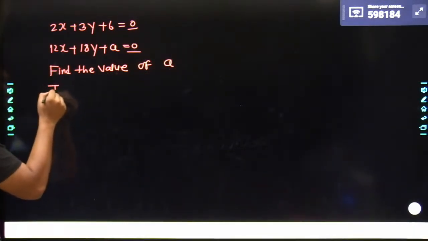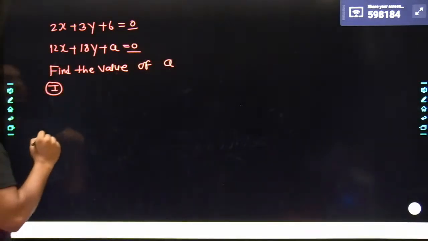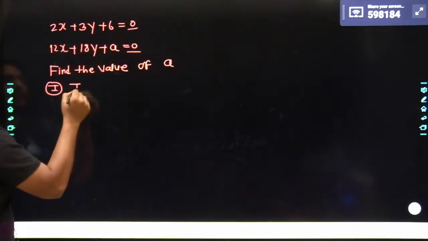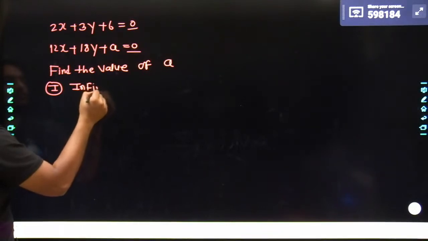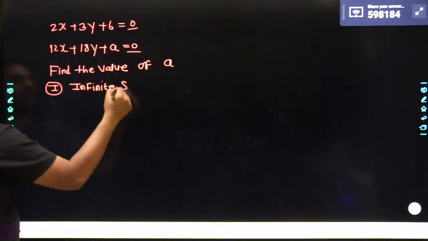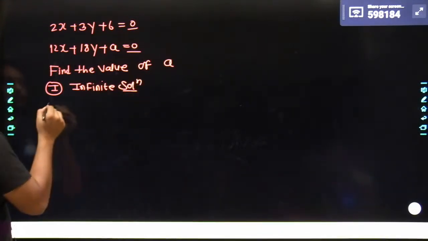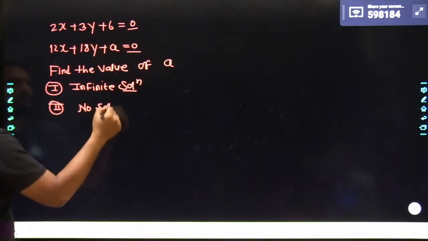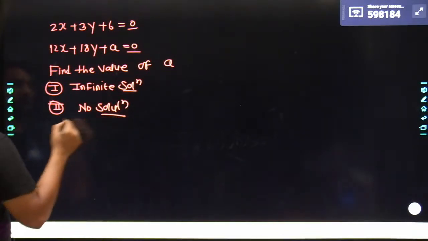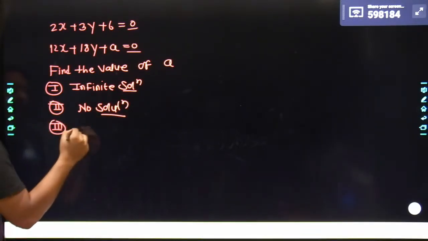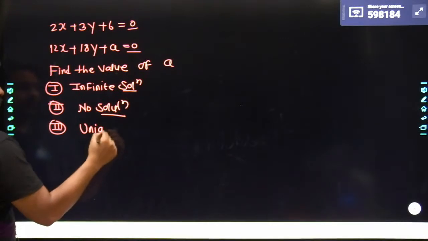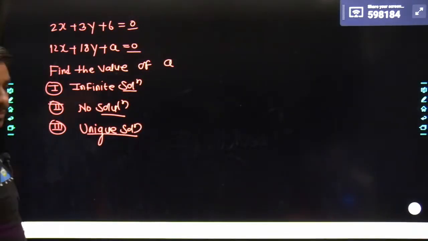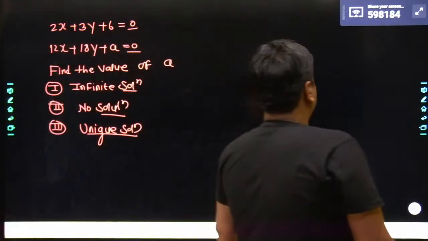The first question is: the given pair of equations has infinitely many solutions. Second, no solution. Third, unique solution. Tell me what would be the best answer for this given problem.